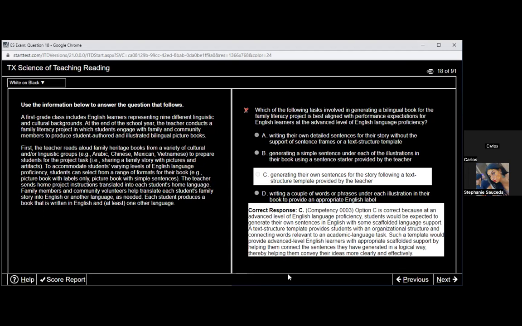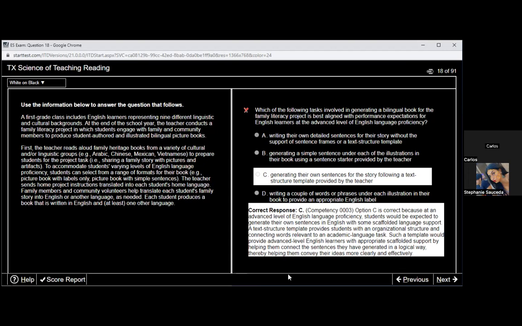Writing their own detailed sentences for their story without the support of sentence frames or text structure template. Generating a simple sentence under each of the illustrations in their book using sentence starters provided by their teacher. Generating their own sentences for the stories following a text structure template provided by the teacher. Writing a couple of words or phrases under each illustration in their book to provide appropriate English label.